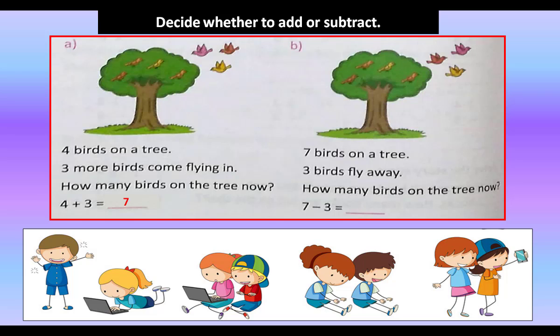Now look at this side picture. 7 birds on a tree. 3 birds fly away. How many birds on the tree now? 7 minus 3 is equal to 4.